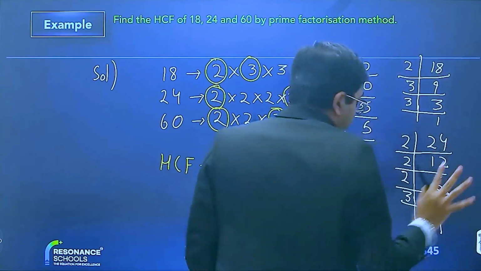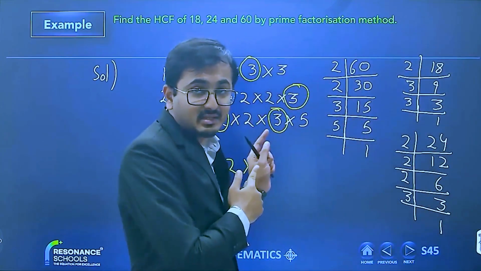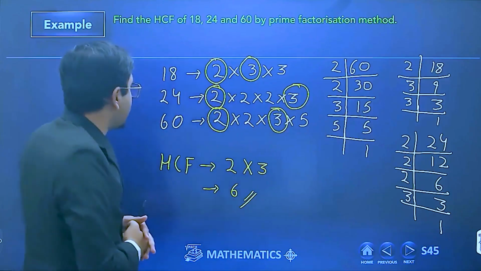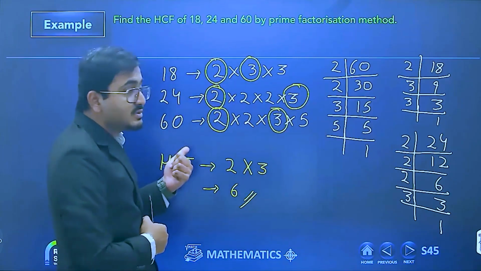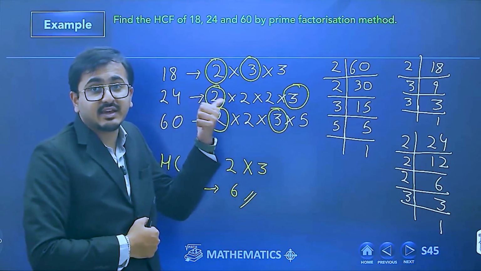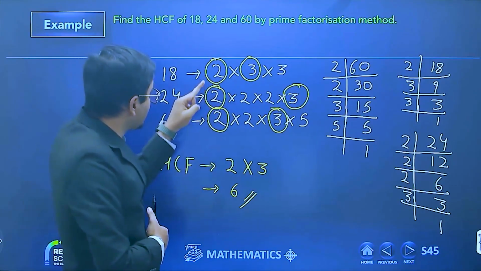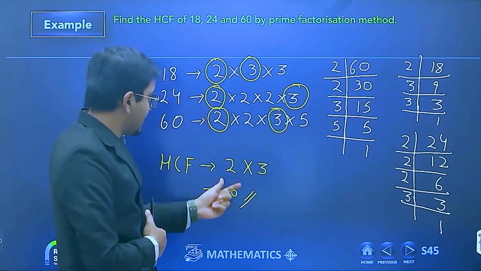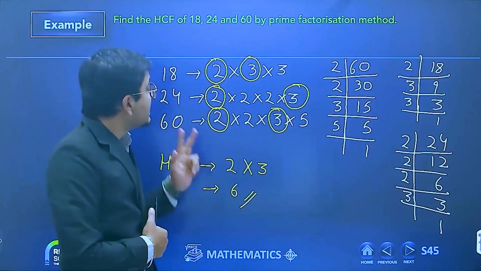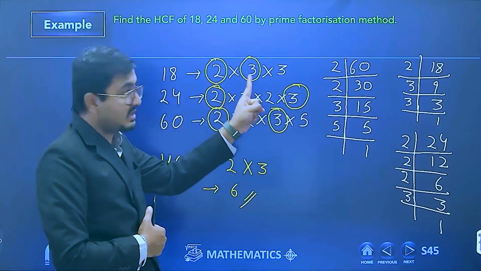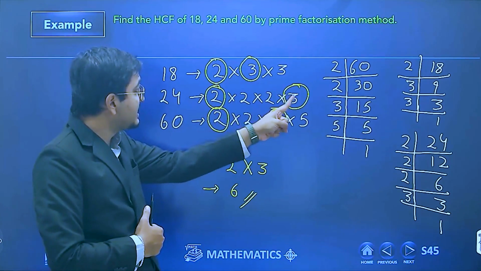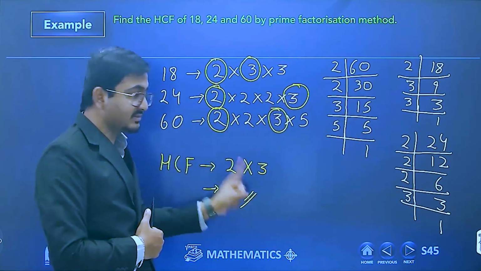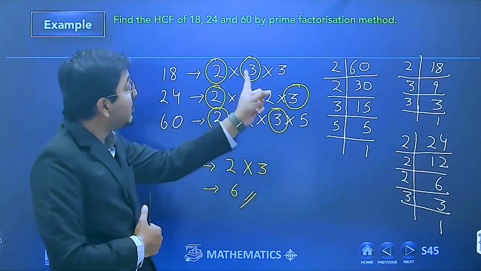Now everyone stop. Listen. Okay, HCF. First I am checking if 2 is there with everyone or not. Yes, 2 is there. I am happy. Next I am checking 3. Is it there? Yes, 3 is there. Now, one more 3.